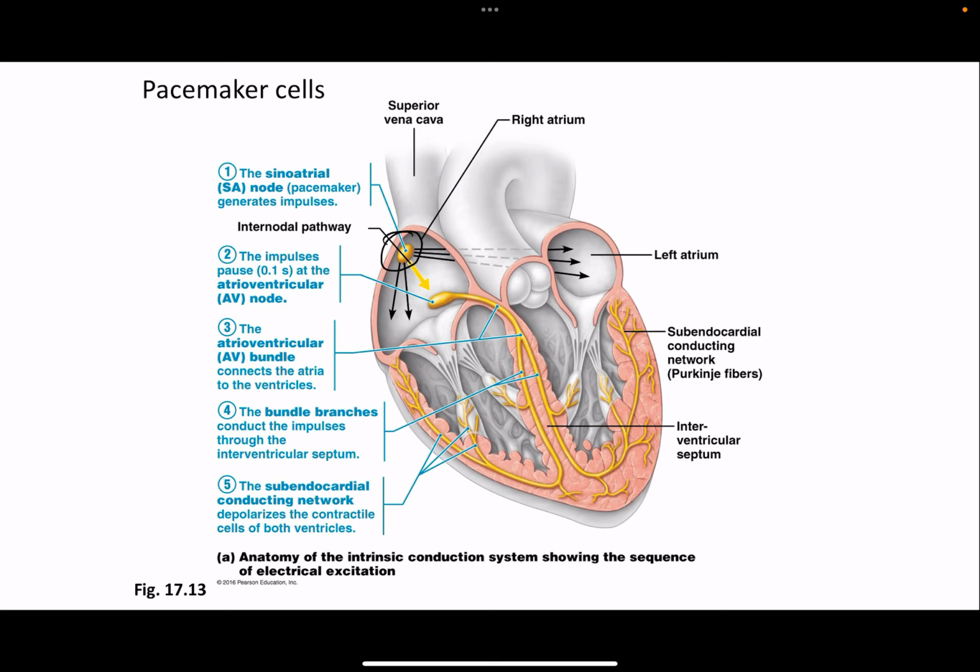The atria have to contract first to fill the ventricles, and then the ventricles contract to eject the blood. Now this is happening within milliseconds, but they are contracting at a little bit of a different time.